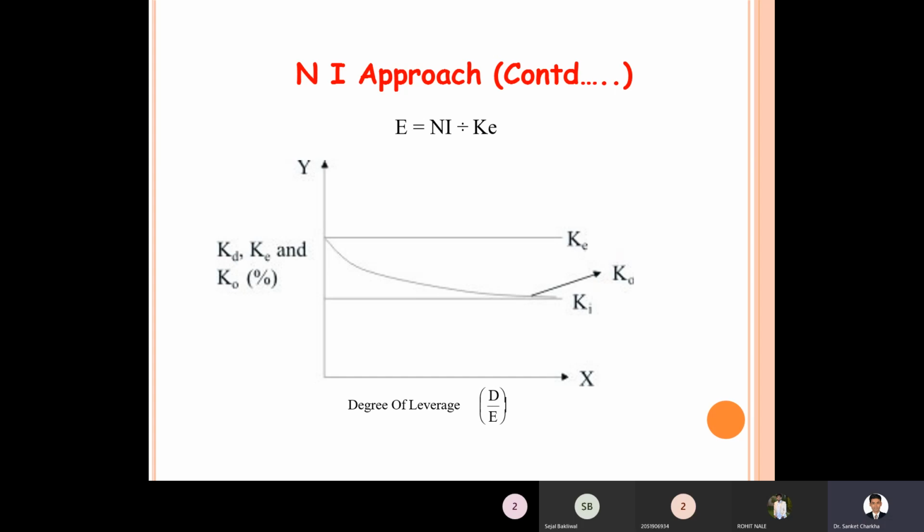Now, furthermore, we see the graph of the net income approach. In the graph of the net income approach, you can see Ke = NI / E. So Ke, that is your cost of equity, is equal to the net income divided by the equity. At this point you can clearly see the different costs of capital that are made available and the degree of leverage, that is D divided by E.